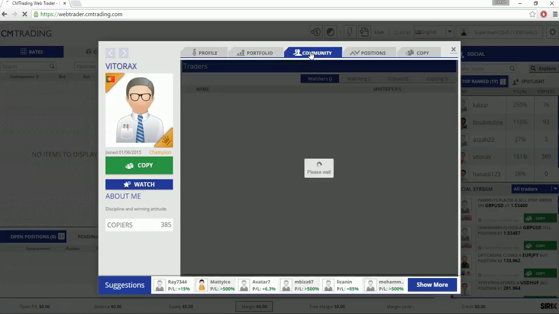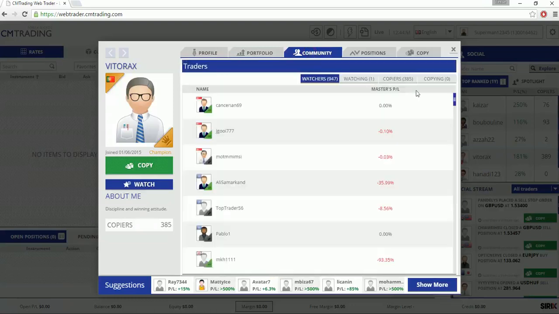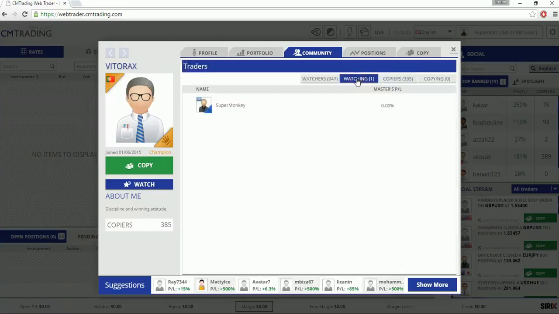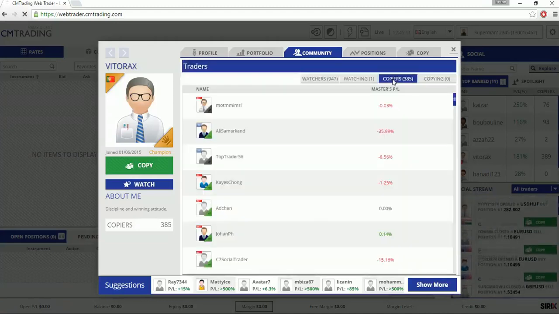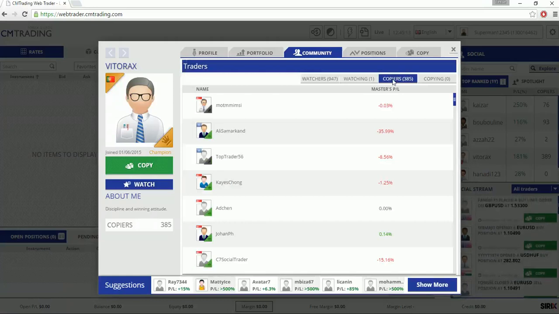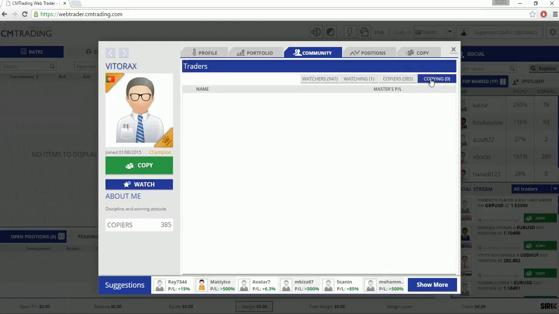Then comes the community tab, and this is really, really important for me anyway. There's 947 people that have this trader on his watch list. He's watching one. 385 of those 900 and somewhat people are actually linked to him, so they're trading with him every time he trades. Okay, but the most important tab for me here is the copying tab. He's not copying anyone. Let me explain to you quickly why that's important to me.